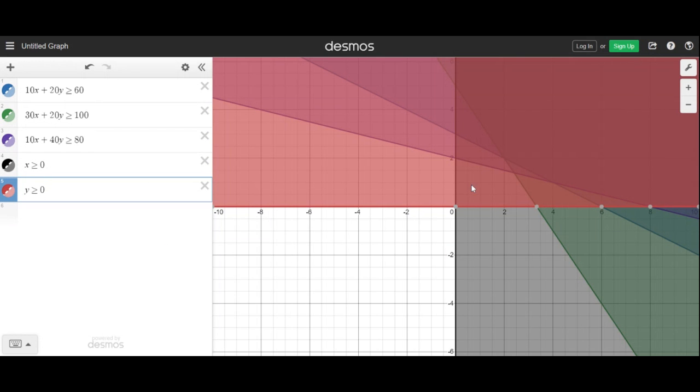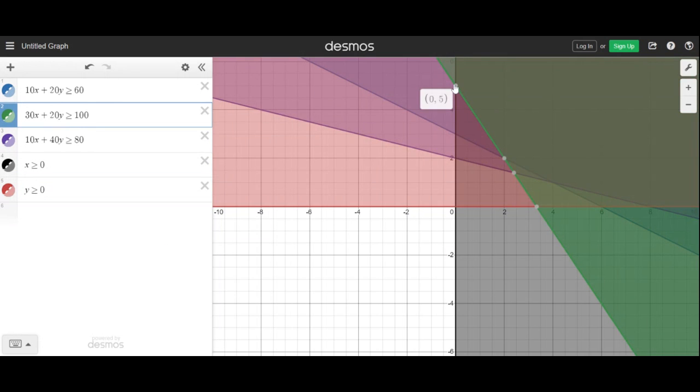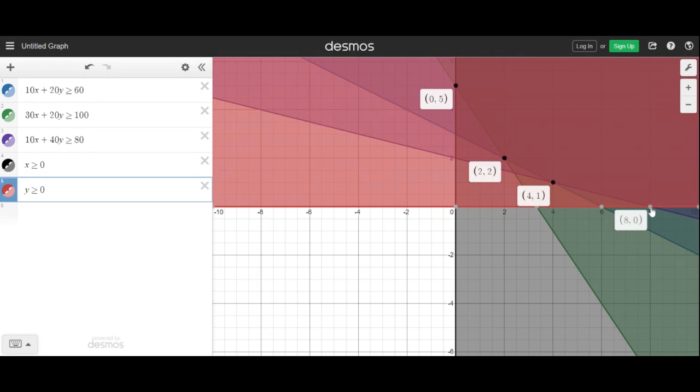And then if you needed to find the vertices of this one, we can just go through and find the points of intersection. So we'd have one right here. We'd have one right here. We'd have another one here. And then our last one would be down here. And again, it's everything up and to the right of those lines and those points.